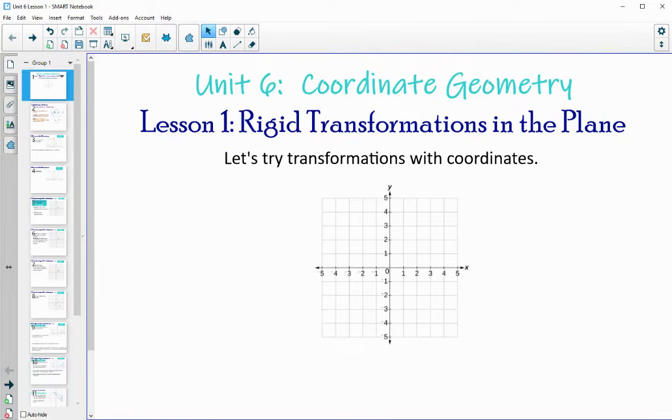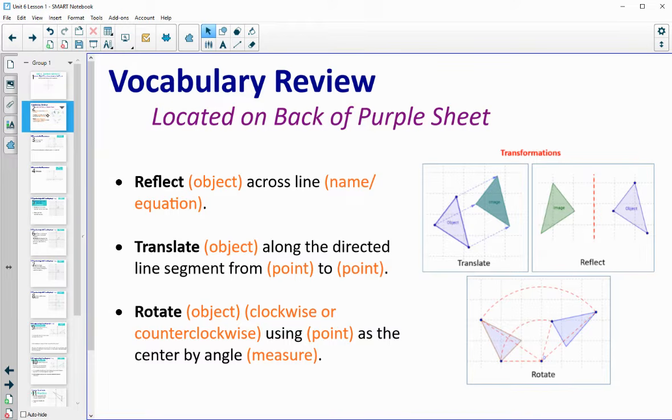In this video, we are going to take a look at rigid transformations in a plane, looking at it with coordinates. So here's just some review back to Unit 1 where we looked at rigid motions and transformations.